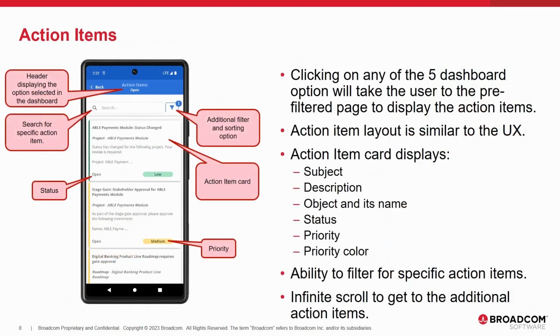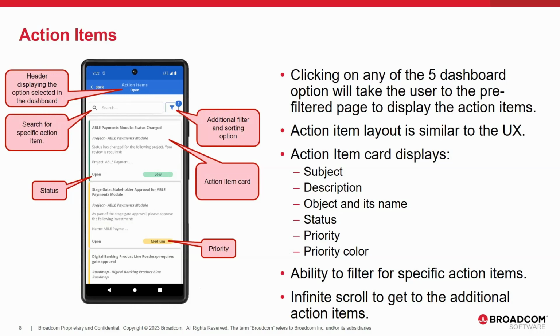Touching on any one of the tiles within the dashboard will take the user to the list page that would be pre-filtered based on what the user touched on. In this example, I touched on the open action item and I'm taken to a page where I see only my open action items. All the cards will be laid out one on top of the other with the most recent one on top. The header of the page will tell me which action I selected from the dashboard. In this example, again, it is open.